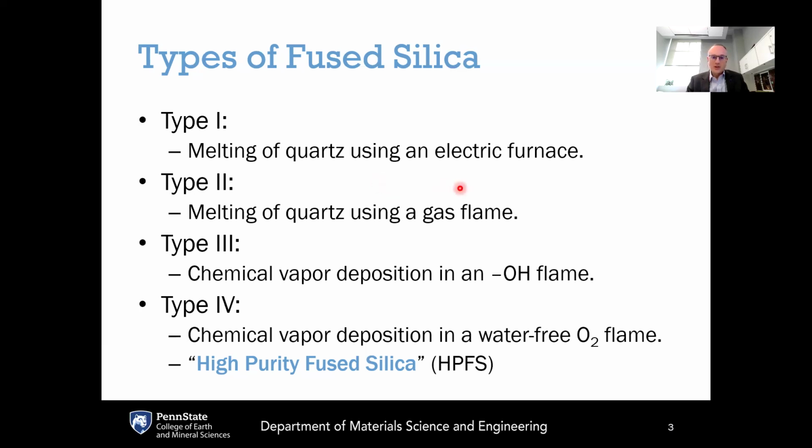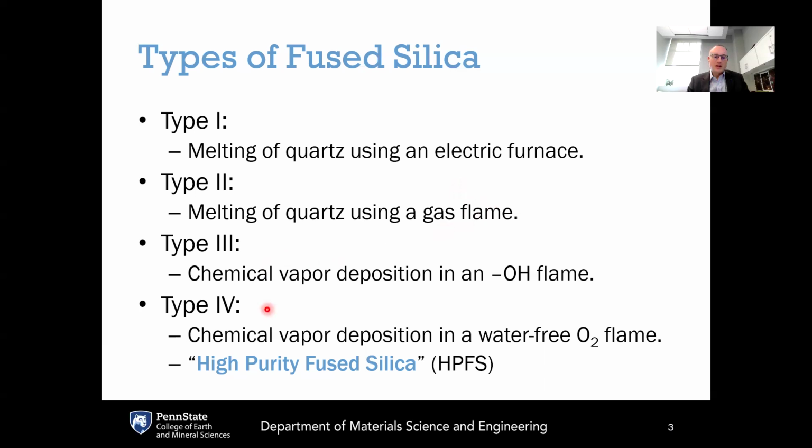Water is a particular problem because water absorbs at exactly the wavelength that is used for telecommunication. And really the biggest advance that needed to be made with inventing low loss optical fiber was getting the water out of fused silica. So in order to do that, we need to go to a chemical vapor deposition process.